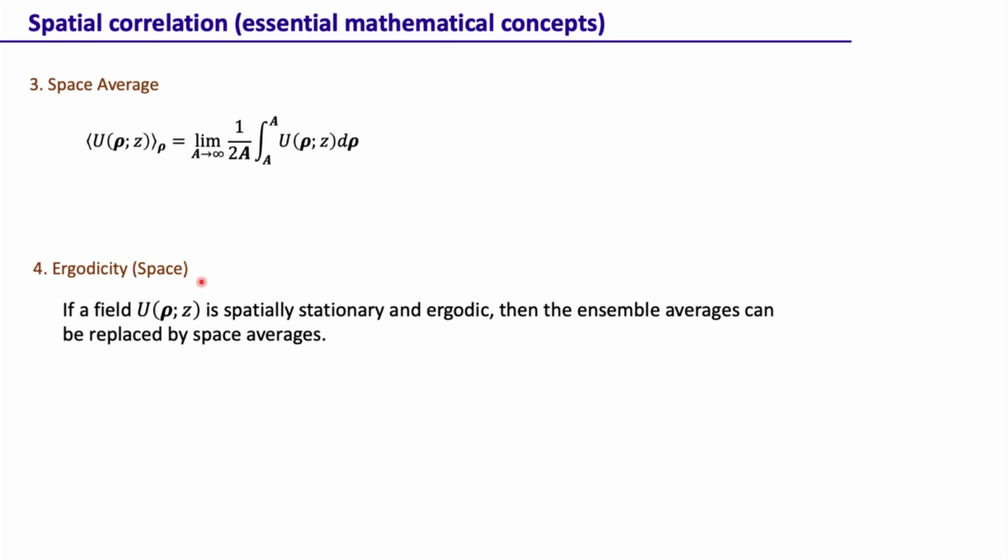And then we can have a similar concept like ergodicity in space, and if a field u(rho, z) is spatially stationary and ergodic, then the ensemble average can be replaced by space averages. In this course we may not have many occasions to utilize this concept of spatial ergodicity, but it is very analogous to what we have in the case of time. So now we will stop here. Thank you.